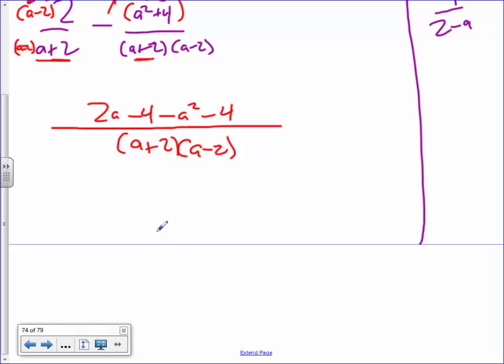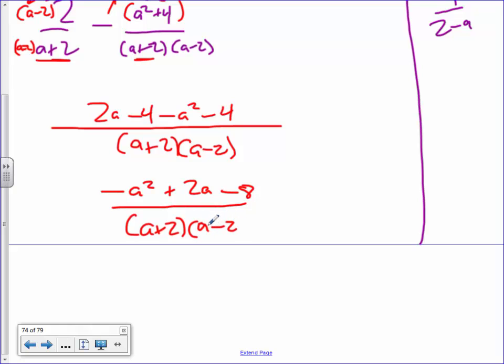It's kind of ugly because you have a negative a squared, you have a plus 2a, and you have negative 8. Still good? Do I now have fraction equals fraction? Very good. Do I have this scenario? Yes, I do. Finally, it's time to do some cross multiplying.